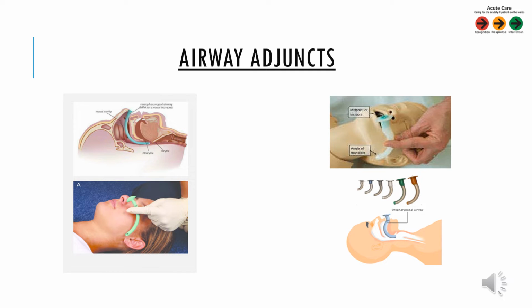Firstly, please ensure that you are familiar with where the airway adjunct equipment is kept on your ward and on your arrest trolley. The nasopharyngeal airway is appropriate for a patient who is awake or semi-awake and needs some help maintaining their airway. Please note that you can suction down a nasopharyngeal airway with a soft suction catheter.